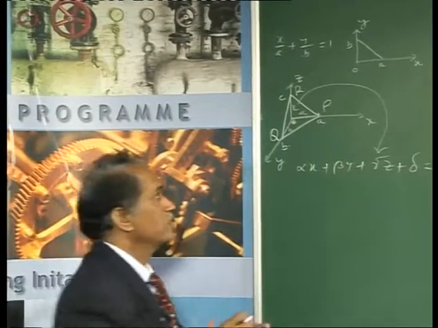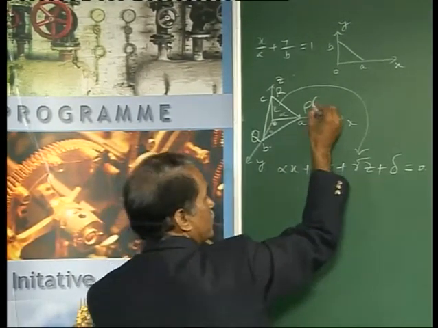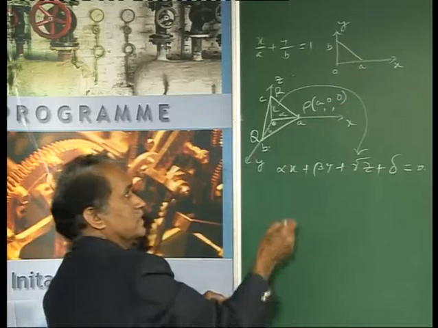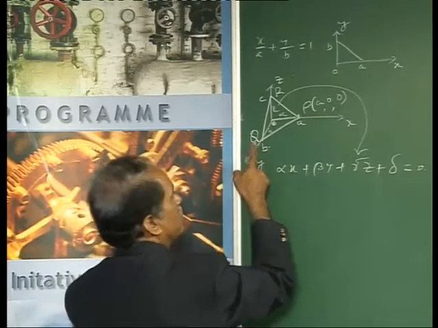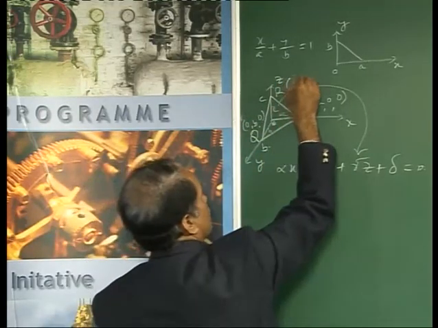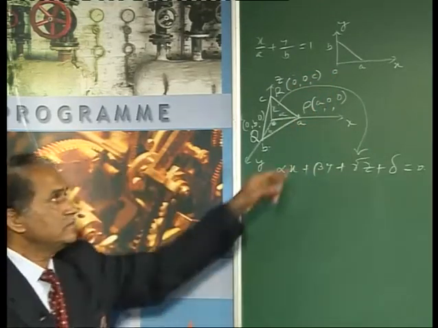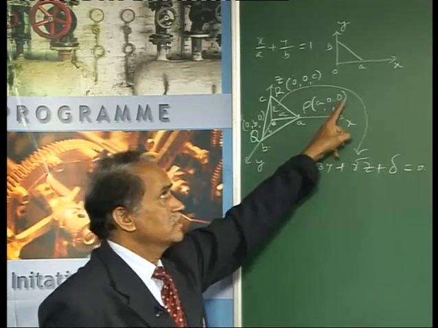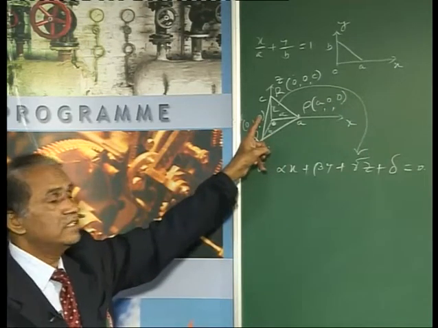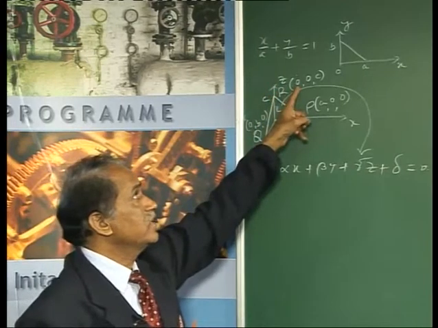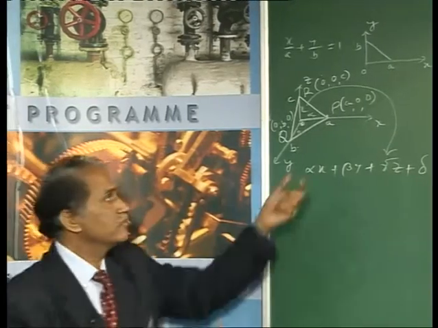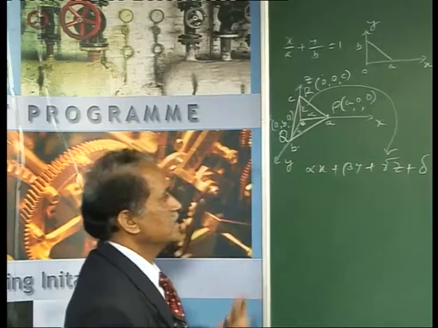Now what are the coordinates of P? P must have an x coordinate, y coordinate and z coordinate: x coordinate a, y coordinate 0 and z coordinate 0. Q is 0, comma b, comma 0. And this is R, 0, 0, c. Because on the x axis the y value is 0 and the z value is 0. On the y axis the x value is 0 and the z value is 0. On the z axis the x value is 0, the y value is 0 and the z value is not 0. Therefore, we have three lengths: the first length is a units, the second is b units and the third is c units.